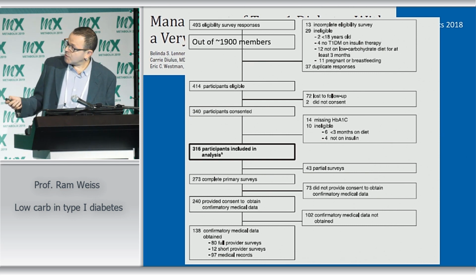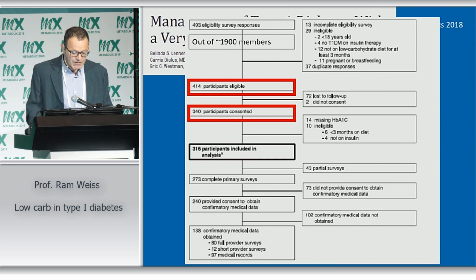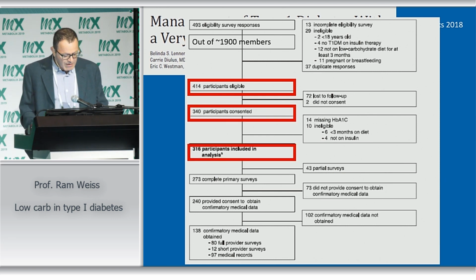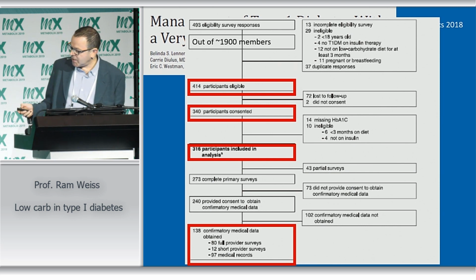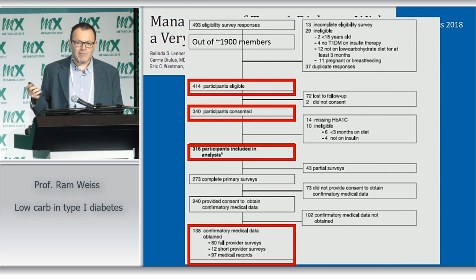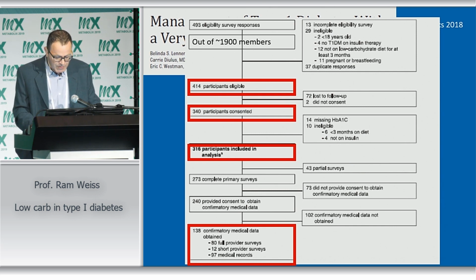And initially, out of 1,900 people in the group, they received responses from about 500. About 400 were eligible, 340 consented, 316 included in the analysis. And if you look at confirmatory medical data, you end up with 138 out of 2,000. That's called, in Hebrew, selection bias. You get the best of the best patients to give you the results. Can you count on this for anything? Probably not. But the good of the paper is that it raised the awareness that this is possible. And this started gaining acceptance.